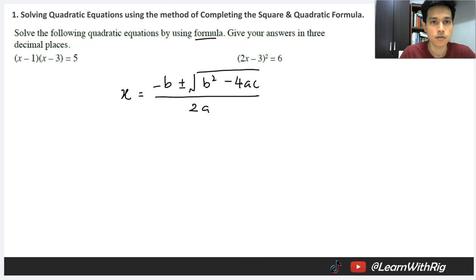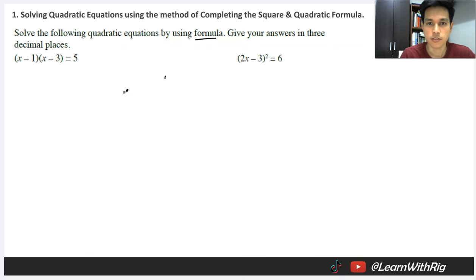So now we're going to use this formula to solve the value of x for these two equations. So number one, the first thing you have to do, before you start using the formula, is expand this. You want it to be in the standard form of a quadratic function. So you're going to be like this.